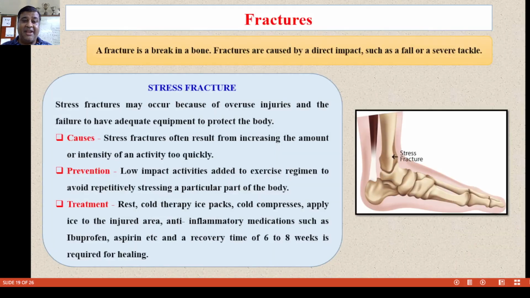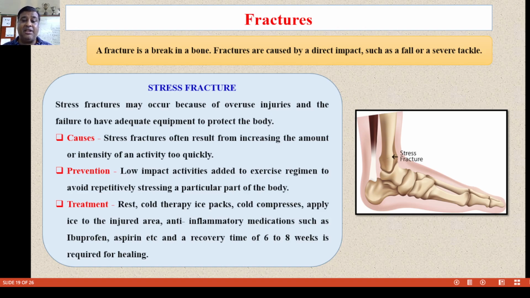Next is fracture. What is a fracture? Breaking of the bones. A fracture can be caused by a direct impact, such as a fall or a severe tackle. Now the first type of fracture is stress fractures, which can occur from overuse and from failure to have adequate equipment to protect the body. Here an ankle stress fracture is shown.